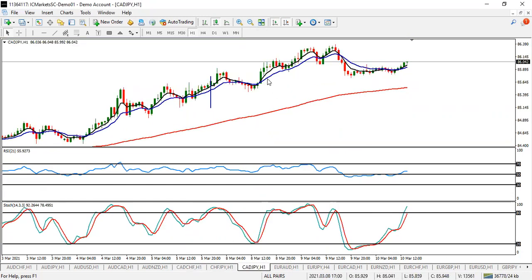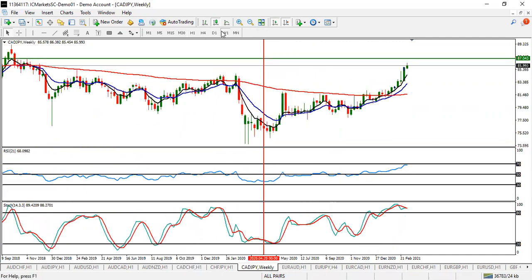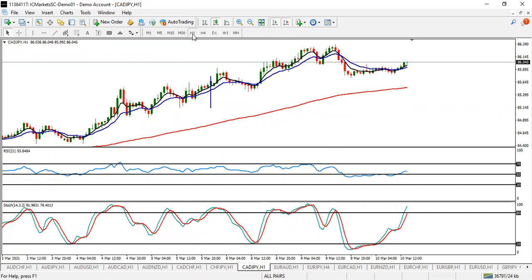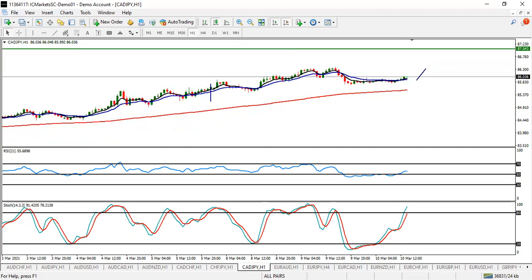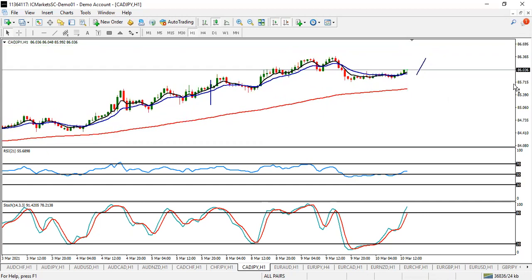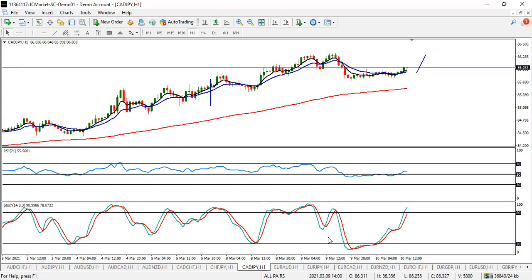USD JPY, same thing is happening right here. Resistance is yet to be touched, so we still expect this to pull up. The cross has happened to the upside. I am currently in this trade. We expect this to continue pulling up. The cross has happened between the 5 and 12 moving average, so we expect this to keep pulling up to get to 8704. So look for a buy.